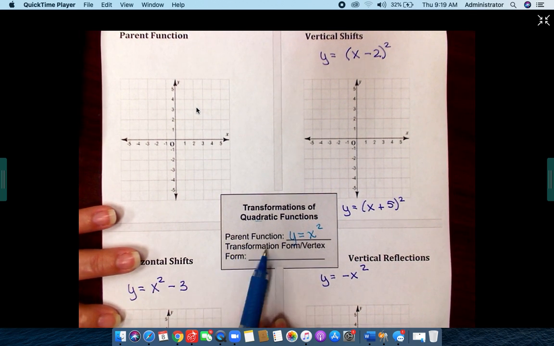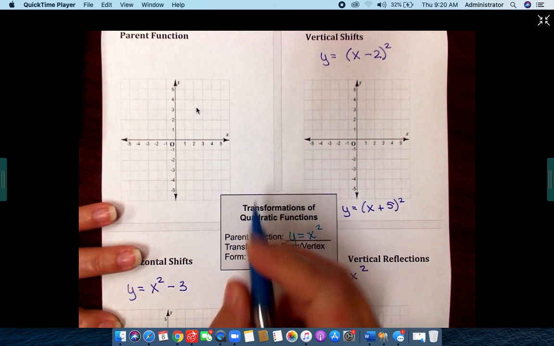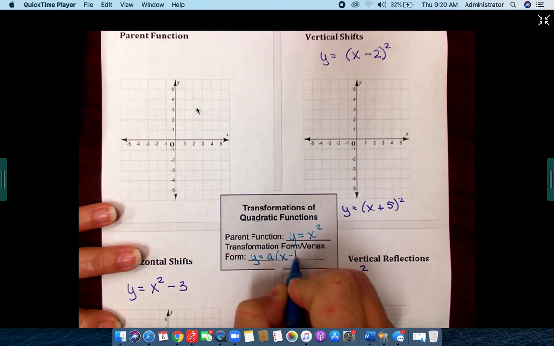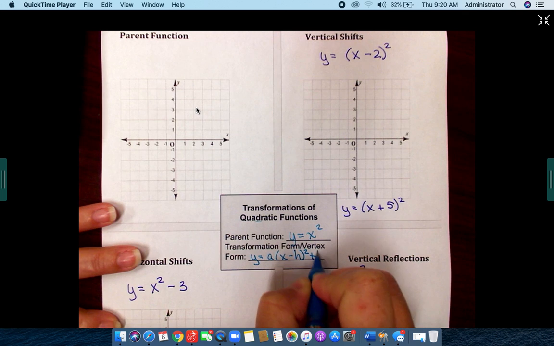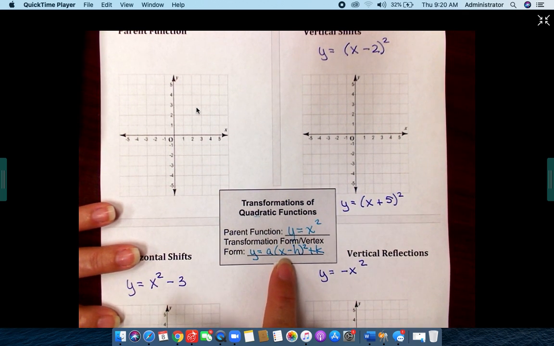Next, I've got here transformation form or vertex form. So the form we're going to be looking at is equations in vertex form. This is the form that helps us to transform our function. So remember, vertex form is y equals a times the quantity x minus h squared plus k.